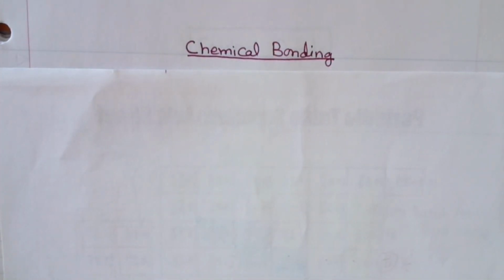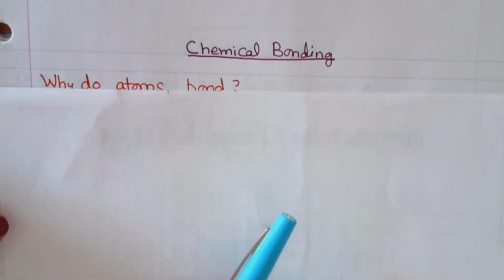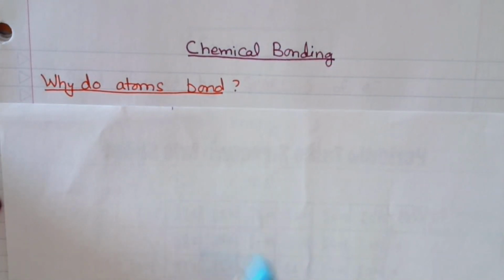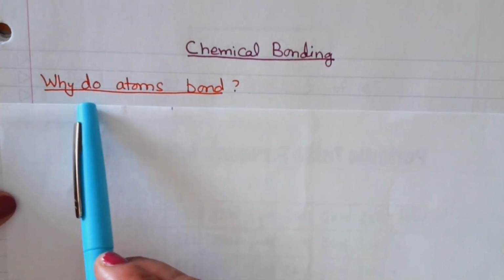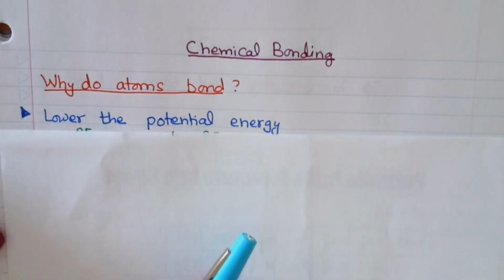Hello everyone, in this video we'll learn about the types of chemical bonds. So let's start with unit 5, chemical bonding. First of all, let's see why elements bond together. What's the need of making a chemical bond?